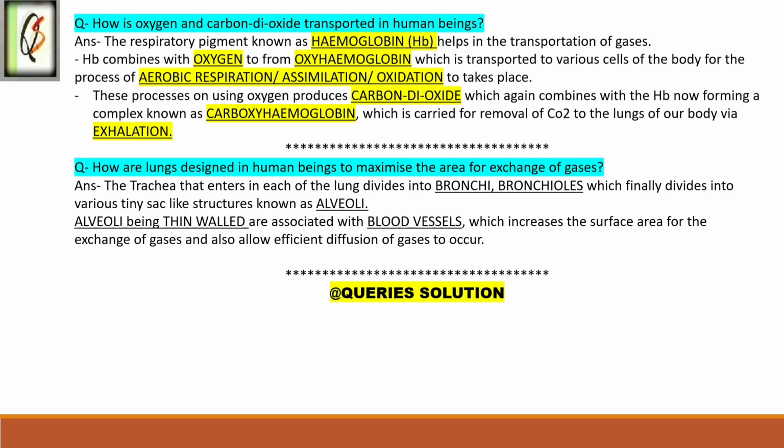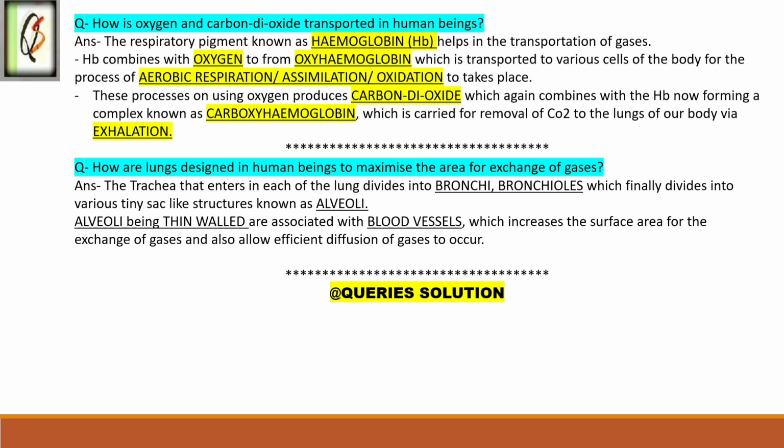Alright, next question now. How are oxygen and carbon dioxide transported in human beings? The respiratory pigment known as hemoglobin helps in the transportation of gases. Blood is going to transport the gases in our body, right? And blood consists of an important respiratory pigment known as hemoglobin, which is going to do this job for us. When hemoglobin combines with oxygen, it forms a combination known as oxyhemoglobin, which is transported to the cells of our body for aerobic respiration or oxidation to happen. And that's what we just discussed in the previous question also.